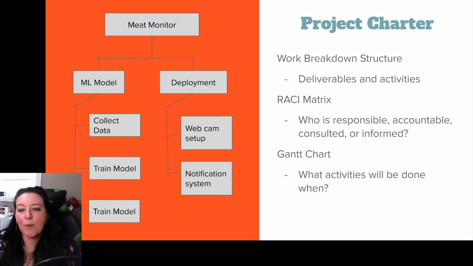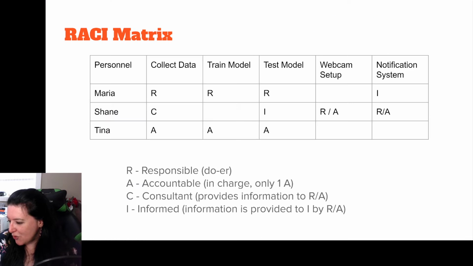So we create a work breakdown structure to show the deliverables and activities and how they tie to the overall project, that they are within the scope, and we want to make sure they relate to the objectives. Now we want to know who is responsible, who's accountable, who's consulted and informed. So we build what is called a RACI matrix by taking the deliverables and activities that are in our work breakdown structure, and we identify people to go with them.